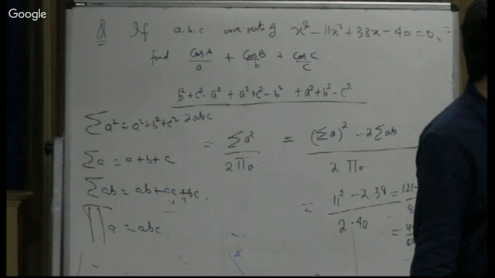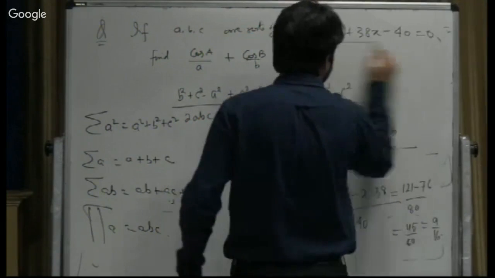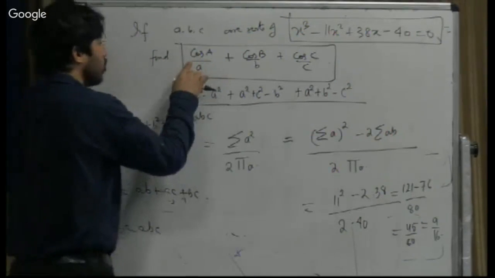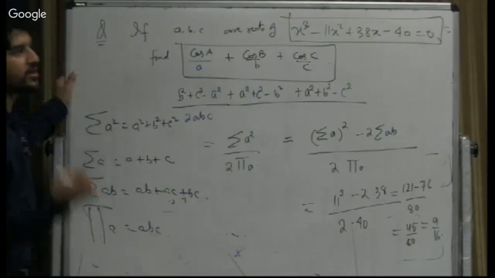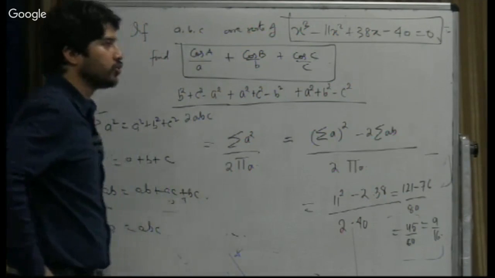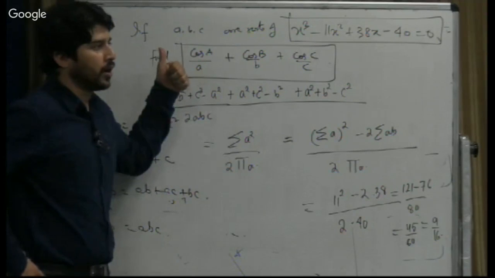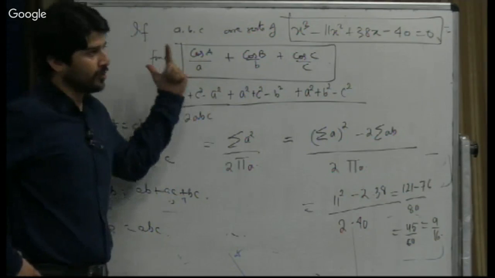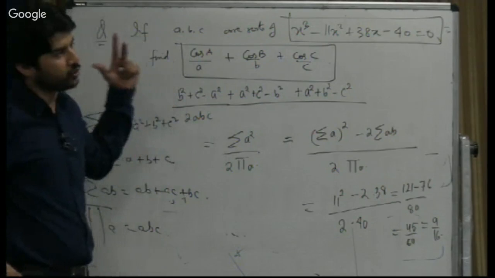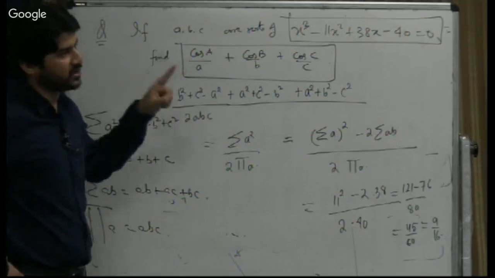Which question? This one. See, in the question it was given ABC are the roots of this cubic equation, right? And then you had to find this thing. Now you know, using the cosine rule, cos A is nothing but B square plus C square minus A square upon 2BC. So eventually cos A by A would give me B square plus C square minus A square upon 2ABC. Cos B by B would give me A square plus C square minus B square by 2ABC, and cos C by C would give me A square plus B square minus C square upon 2ABC.